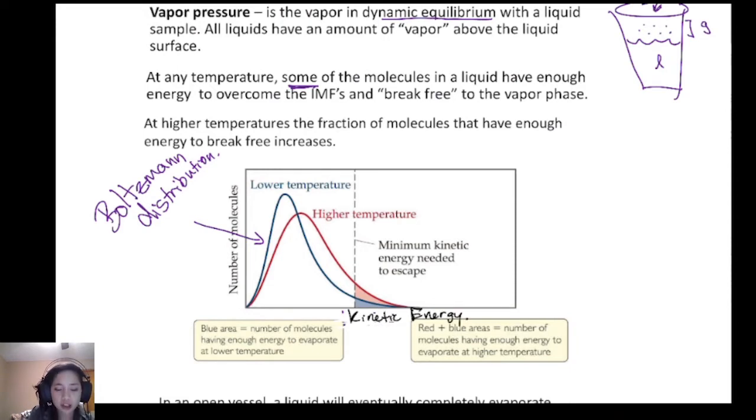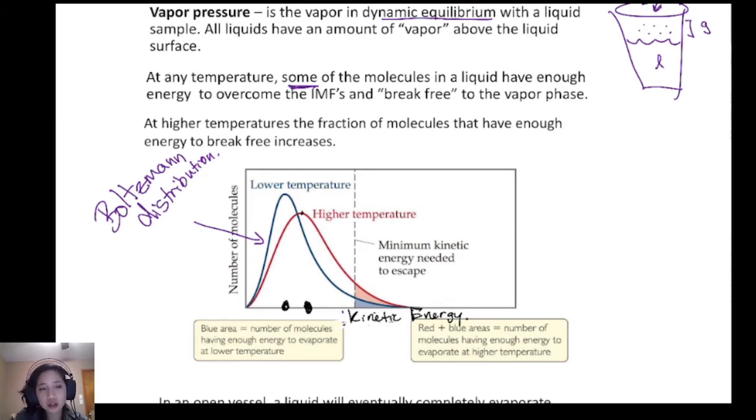All right. So at a lower temperature, the most likely kinetic energy of a molecule will be somewhere around here. But at a higher temperature, that will move slightly over, so more molecules will have more kinetic energy. And you can see the tail end of our Boltzmann distribution. Now more molecules are able to break free.